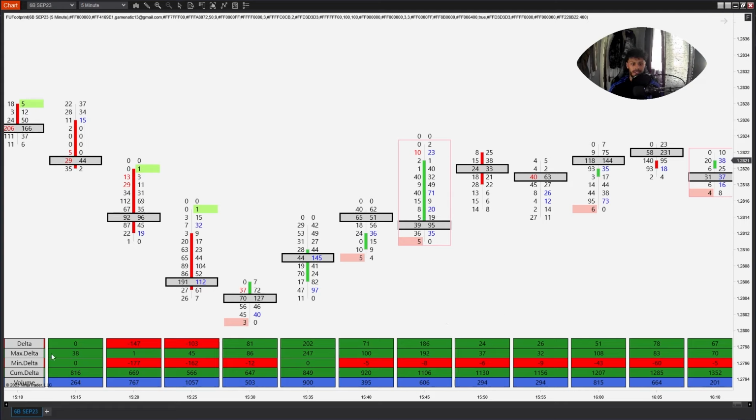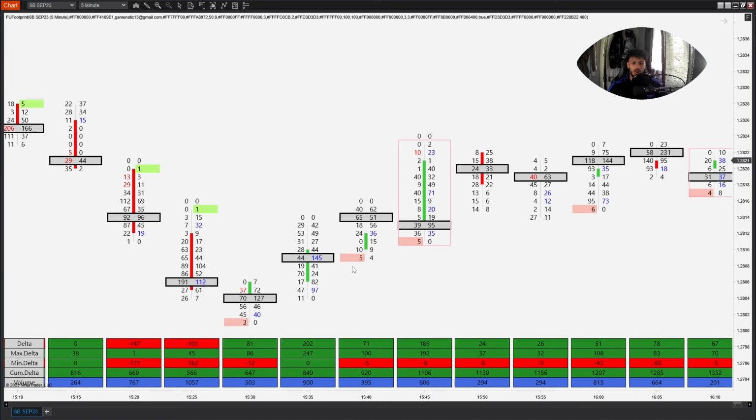Now, the delta is essentially the net delta of that candle. You have the max delta, which is the maximum delta of that candle, the max amount of positive delta in that candle, and then the min delta is the minimum delta of that candle. The cumulative delta is essentially just the cumulative delta of the whole day. We don't really look at that. The main things that we look at are these top three.